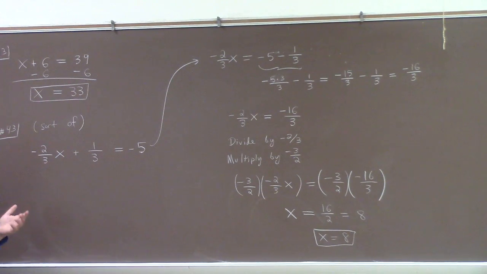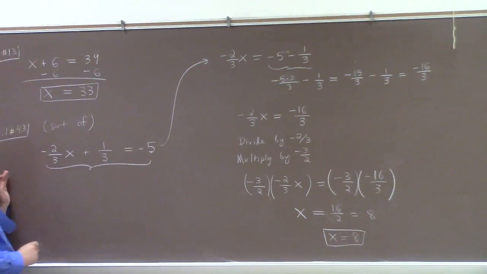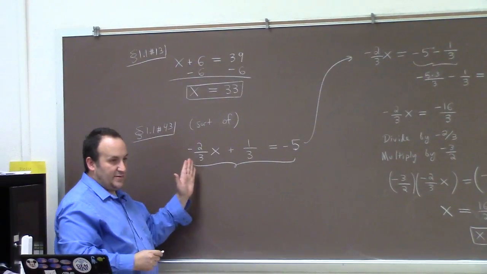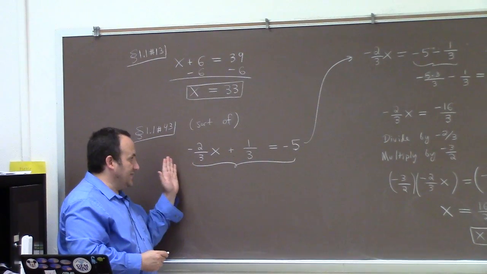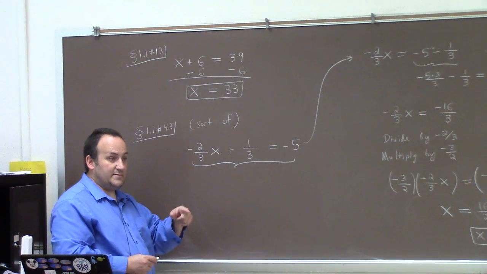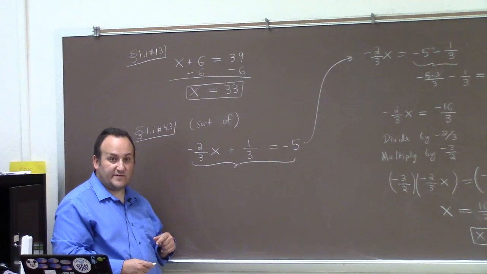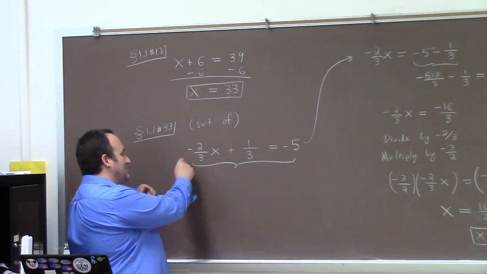But there is another, simpler way to solve this problem, and that is to identify the enemy at the start, namely fractions, and to annihilate them. How do you get rid of fractions? Multiply by 3. Right, if we multiply by 3 at the start, our life would have been much easier. So multiply by 3.